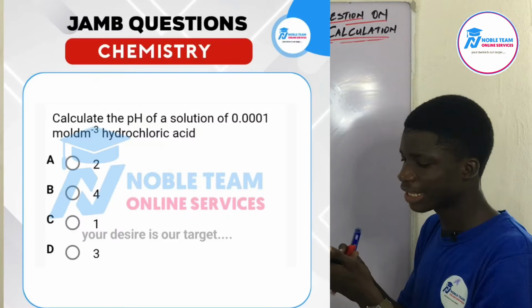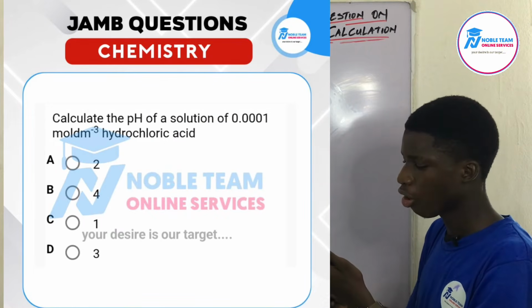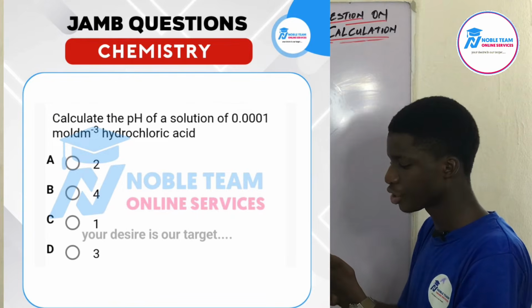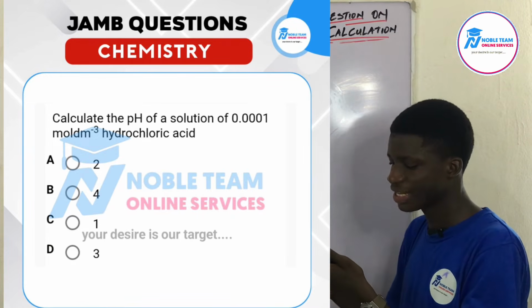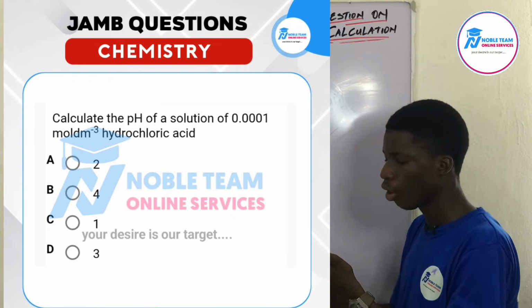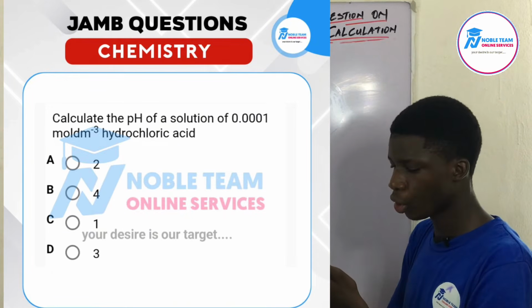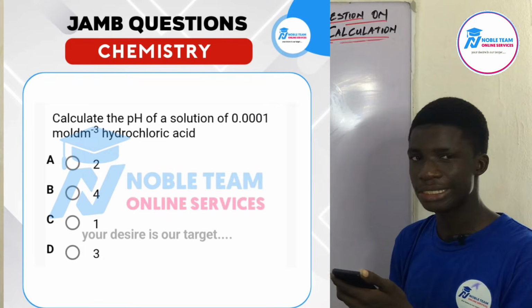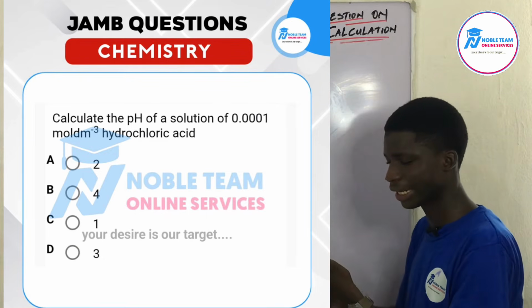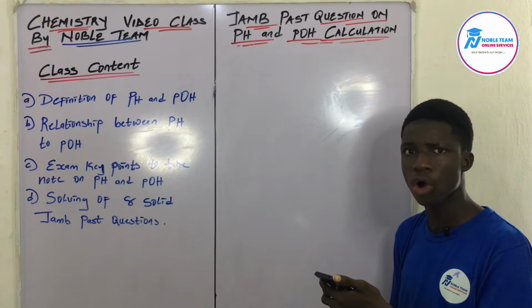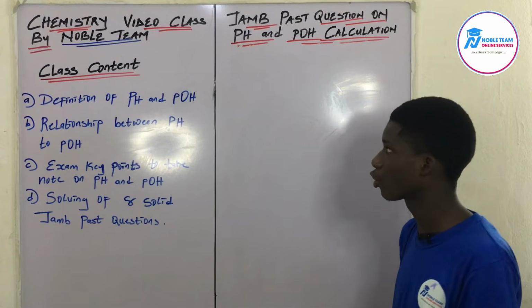Now, question 2 says, calculate the pH of a solution of 0.0001 mole per dm cube of hydrochloric acid. Option A 2, option B 4, option C 1, and option D 3. Now let's solve together to know which one is actually correct.